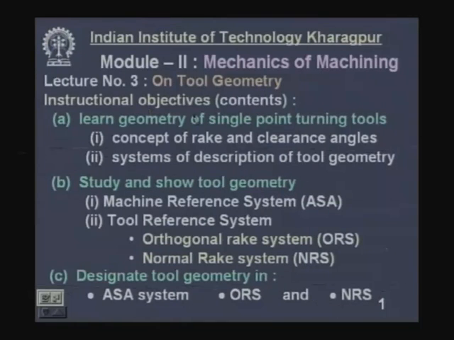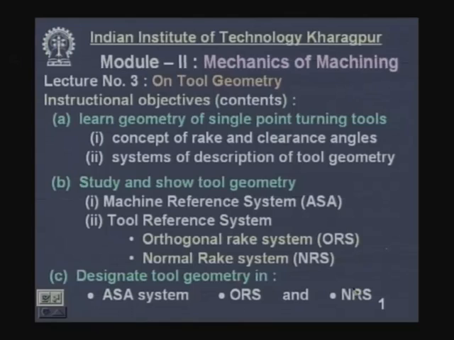The instructional objectives, what were the contents? Learn geometry of single point turning tools: the concept of rake and clearance angles, then systems of description of tool geometry. Study and show tool geometry in machine reference system. It is also called ASA system, tool reference system. Within tool reference system, there are two: orthogonal rake system ORS and normal rake system NRS. And finally, designate or specify tool geometry in ASA system, orthogonal rake system and normal rake system.